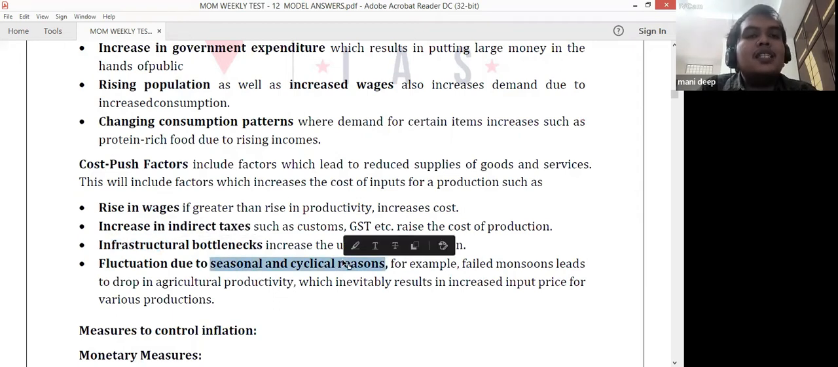Then the second part of the question is asking what measures should be taken to control inflation. One is monetary measures, which are the measures that RBI takes to control inflation. What are the tools in the hands of RBI? One is called repo rate, then there is reverse repo rate, then there is bank rate. Repo rate is nothing but the cost at which RBI lends to banks. So if the RBI increases the repo rate, then the banks will not take much money from RBI. So the supply of money in the economy will be reduced.